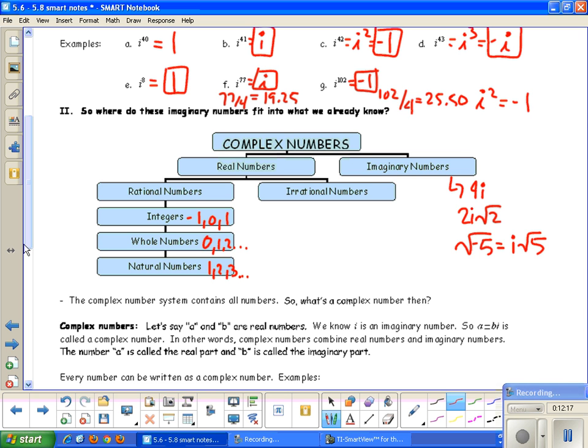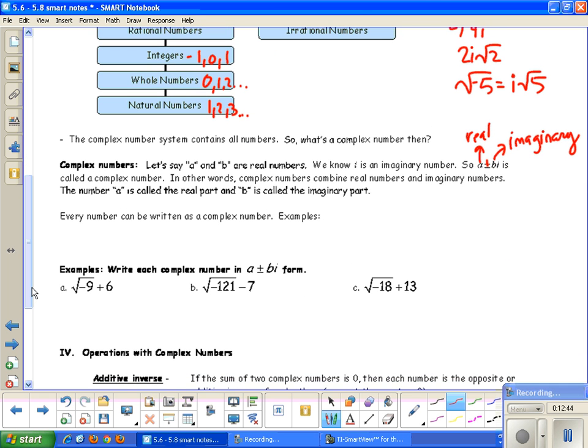So a complex number has two different parts. Complex numbers are always in the form of a plus or minus, depending on what it is, bi. So it has the a, which is the real part, and the b i, which is the imaginary part. And every number can be written as a complex number.